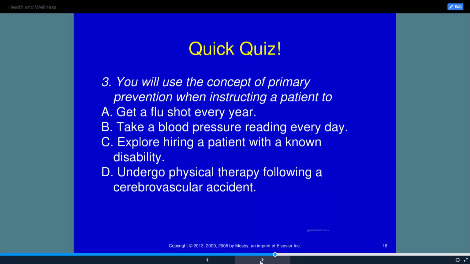Another question here. You will use the concept of primary prevention when instructing a patient to A, get a flu shot every year, B, take a blood pressure reading every day, C, explore hiring a patient with known disability, or D, undergo physical therapy following basically a stroke or a cerebrovascular accident. Which one would be primary?